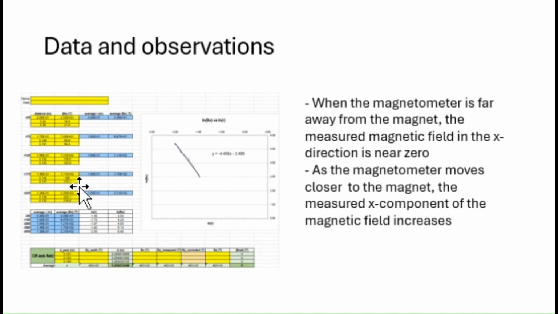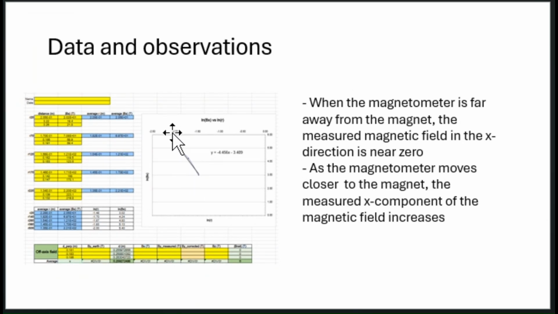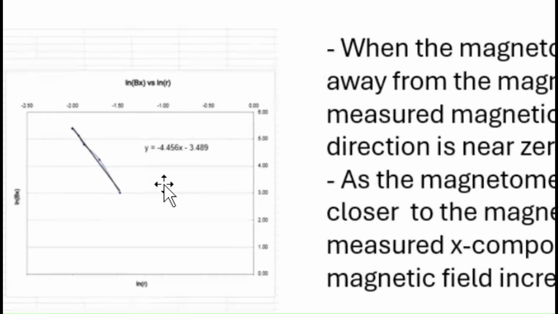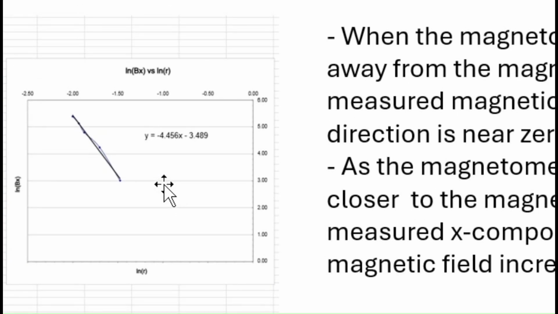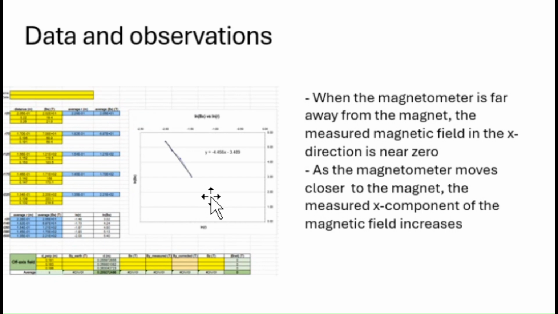Okay, so some data and observations. So first, when the magnetometer is far away from the magnet, the measured magnetic field in the x direction is near zero, versus as the magnetometer moves closer to the magnet, the measured x component of the magnetic field increases. And then our figure supports this. If I zoom in a little, you can see Bx increases as the magnetometer moves closer to the magnet, versus it decreases when it's further away.